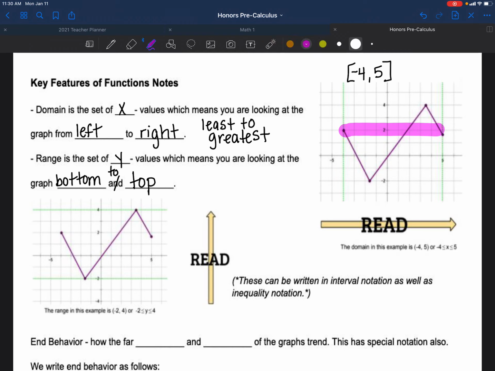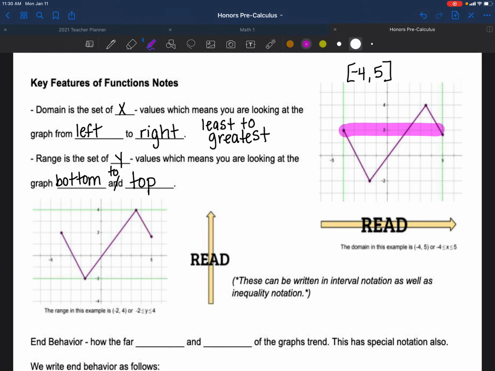And we're going to look at some more examples later, and then we're going to talk about when we have what we call discontinuity. And discontinuity is when our graph is not continuous. When does it have a hole in it? When does it have a break in it?